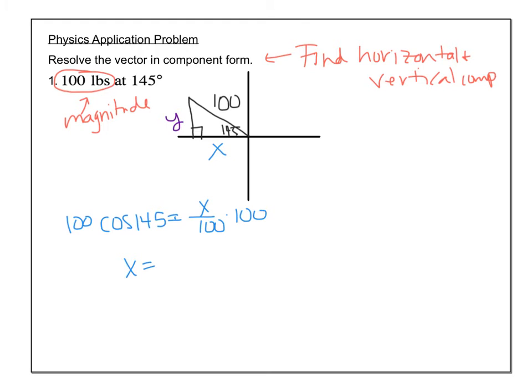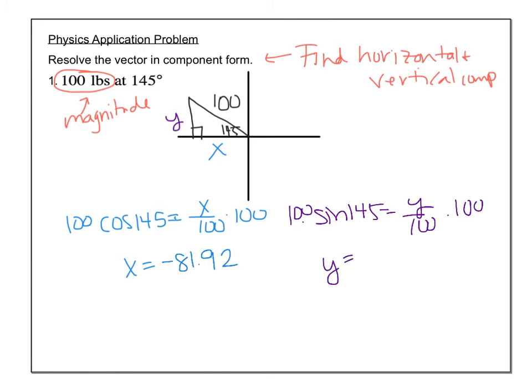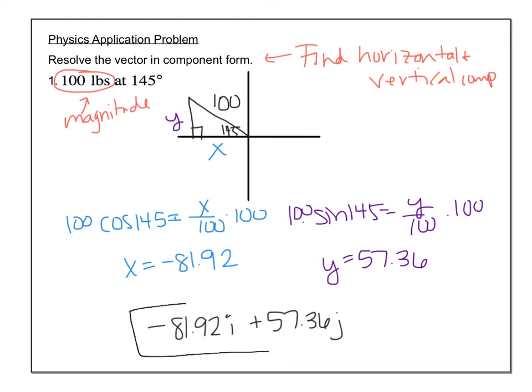I get x is equal to negative 81.92. And then to find y, I have to do sine. So it's going to be sine of 145 is equal to y over 100. And then I'm going to multiply by 100. And I get y is equal to 57.36. So my component form would be negative 81.92i plus 57.36j. So that's my answer.